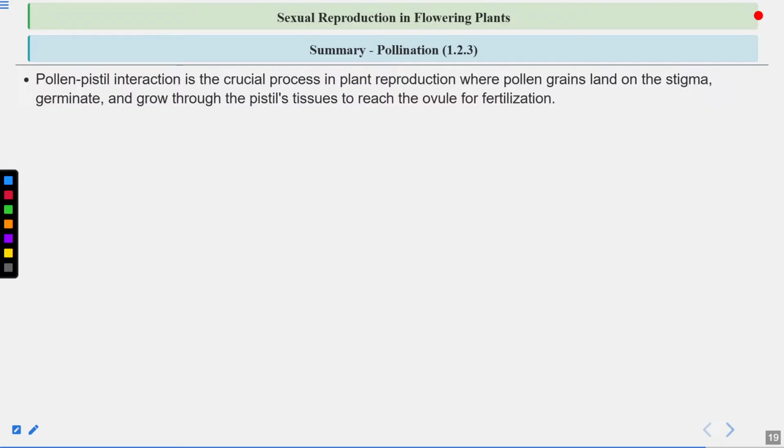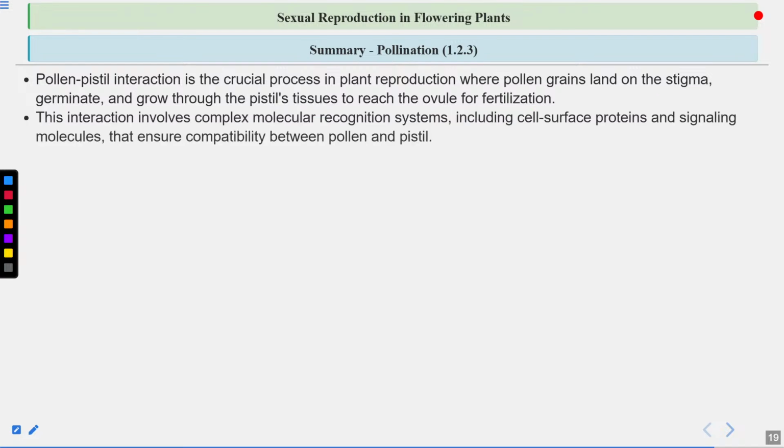So now we will summarize today's session. Pollen-pistil interaction is a crucial process in plant reproduction. The pollen grains land on the stigma, germinate there, and grow through the pistil's tissue to reach the ovule for the process of fertilization. This interaction involves a complex molecular recognition system, including cell surface proteins and signaling molecules that ensure compatibility between the pollen and pistil. This we have studied in detail today.